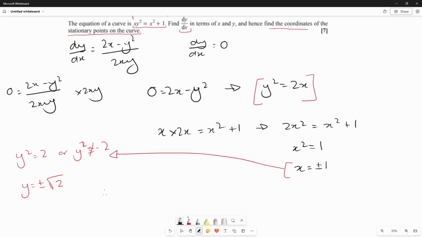Therefore, our two coordinates, or two stationary points, SP for stationary points, will be (1, root 2) and (1, minus root 2), because of course we can't have x equals minus 1, because we can't have y squared equals minus 2. So we disregard that and we get these two coordinates.